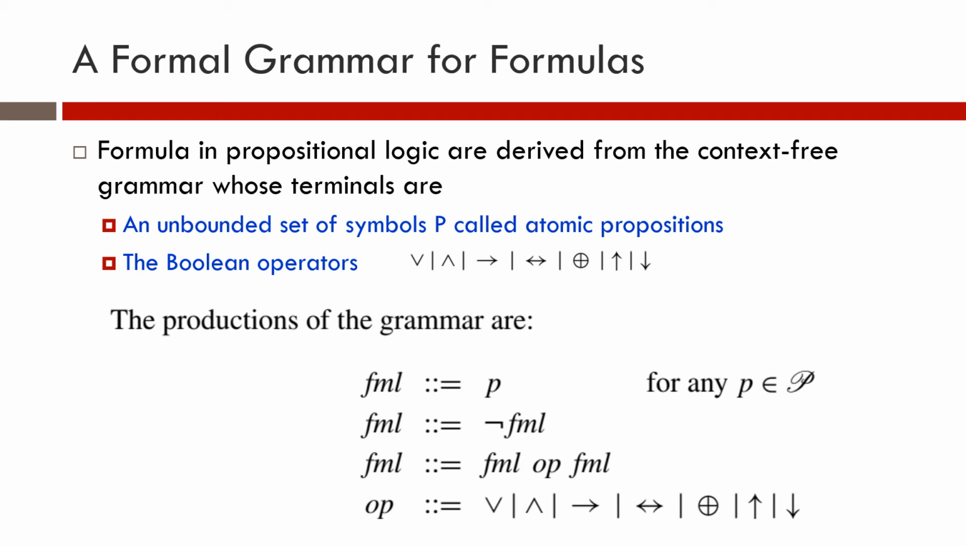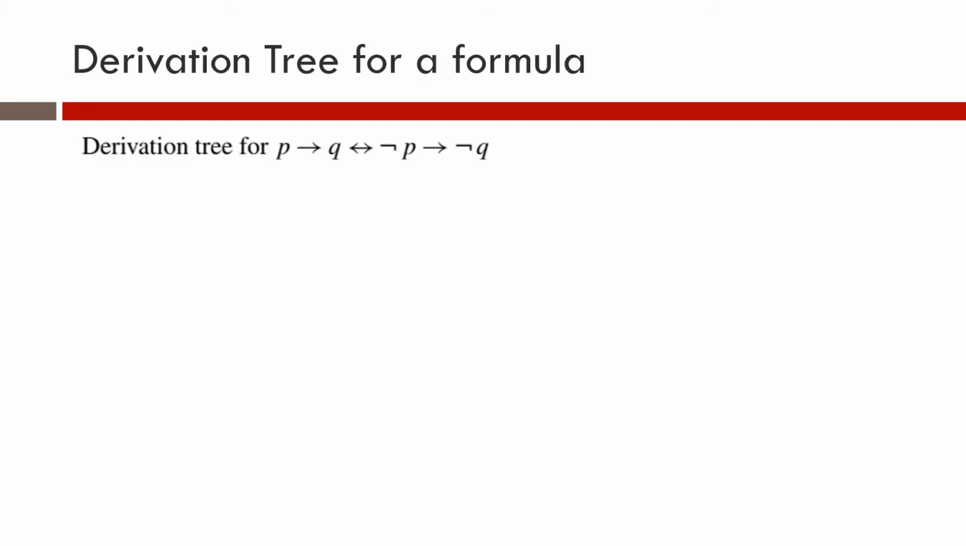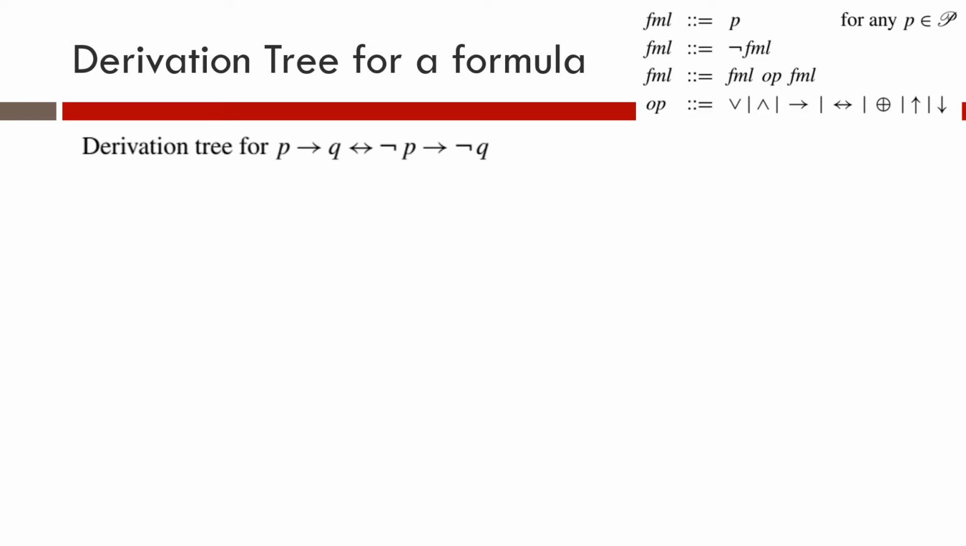And now, once we have this grammar defined and given a formula, we can draw a derivation tree for the formula. So suppose we consider the formula P implies Q, equivalence, negation P implies negation Q. The grammar that we have is formula can be P, formula can be negation formula, formula can be formula op formula, where op is any one of the binary operators. Now, to draw the derivation tree, this entire thing is a formula, right? This entire thing is a formula.